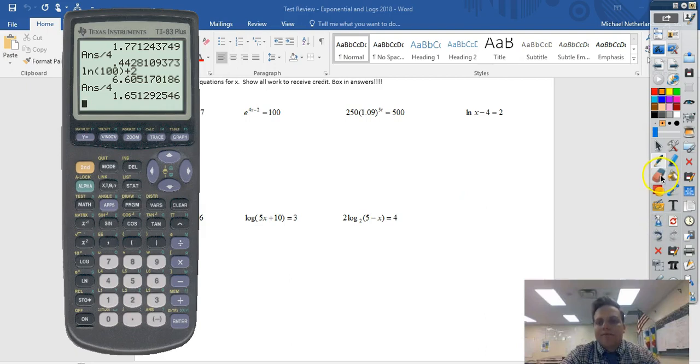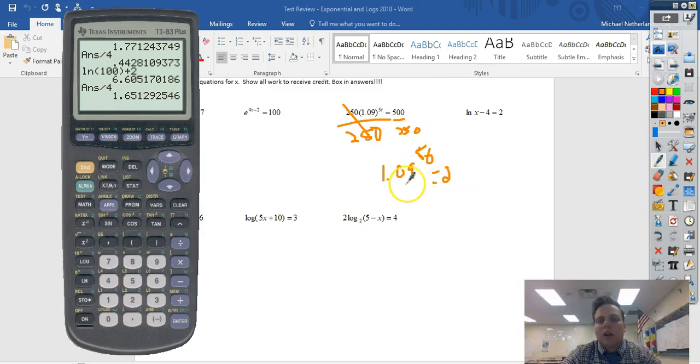Next problem. 250 times 1.09 raised to the 5t is equal to 500. Once again, this is exponential, but the base, 1.09, is currently not by itself. You've got to get rid of this 250 first, so we divide both sides by 250. These cancel, so I get 1.09 raised to the 5t is equal to 2, because 500 divided by 250 is 2.